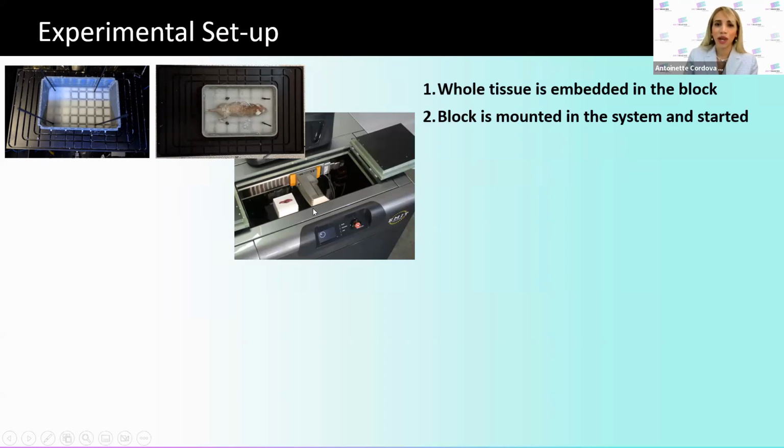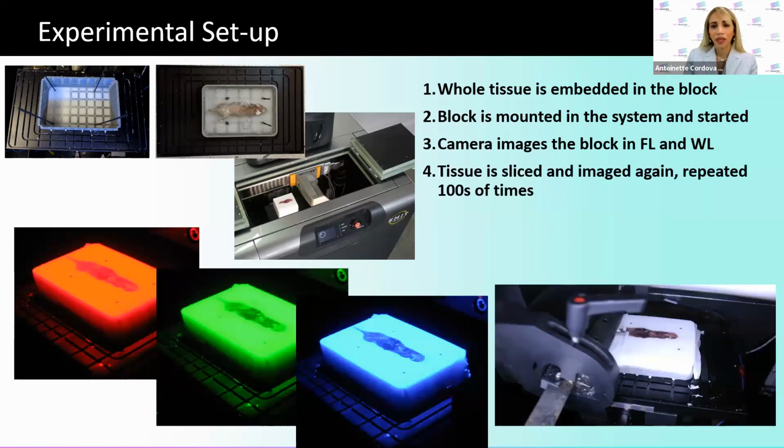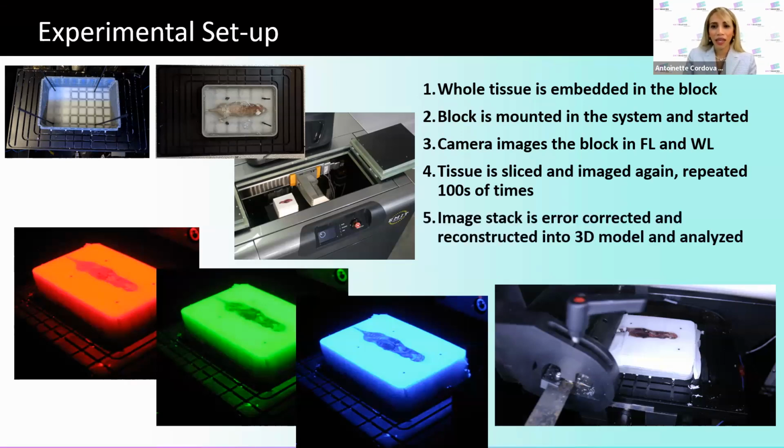And once you have gone through the study design process in the automated touchscreen, you're able to start your study. Once you do so, the camera images the block in fluorescence and white light. Once it has done that for each slice, the tissue is then sliced again and imaged again, and this process is repeated hundreds of times. In the end, you'll have an image stack that is error corrected and reconstructed into a 3D model that can be further analyzed.